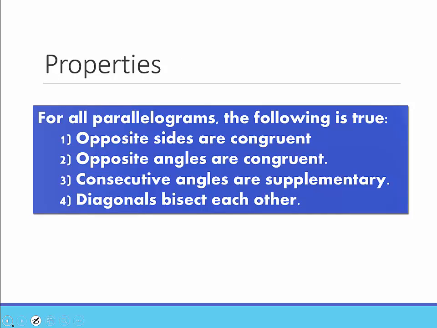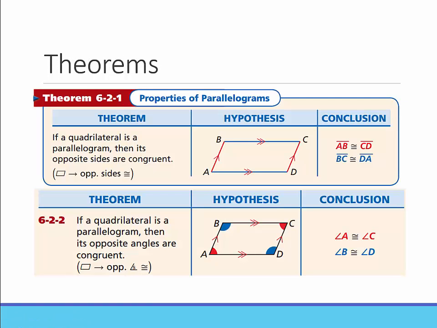For all parallelograms, the following things are true. Opposite sides are congruent, opposite angles are congruent, consecutive angles are supplementary, and the diagonals bisect each other. So here are the theorems. If a quadrilateral is a parallelogram, then opposite sides are congruent. So the red sides and the blue sides. If it's a parallelogram, then your opposite angles are congruent. So your blue angles and your red angles.